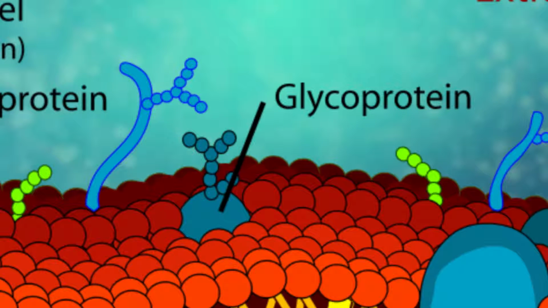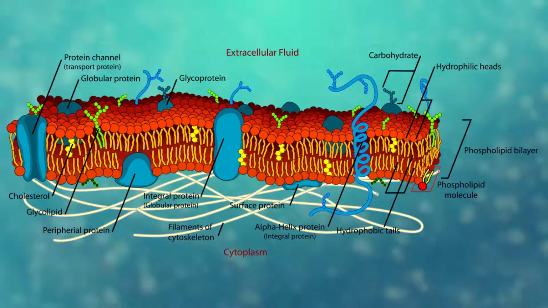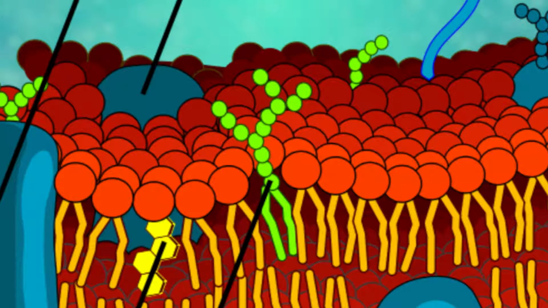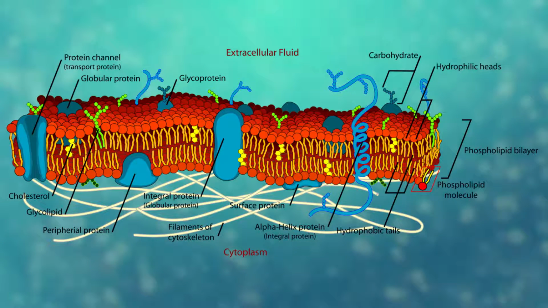Some proteins are glycoproteins, meaning the protein has carbohydrate chains attached to it. They are generally involved in cell-to-cell interactions. There are also glycolipids, which are carbohydrate chains with fatty acid chains. They are important in cell recognition.